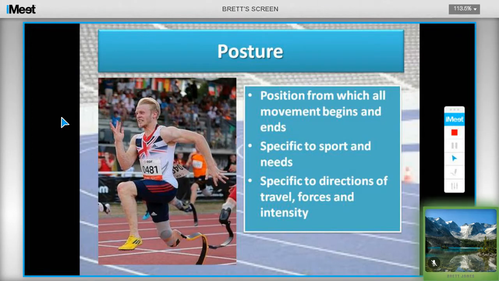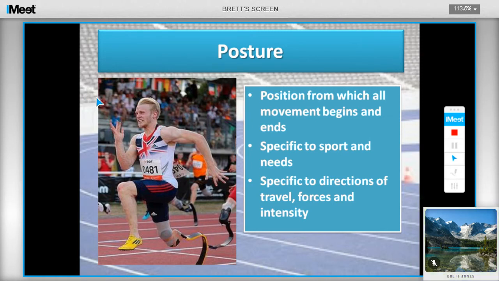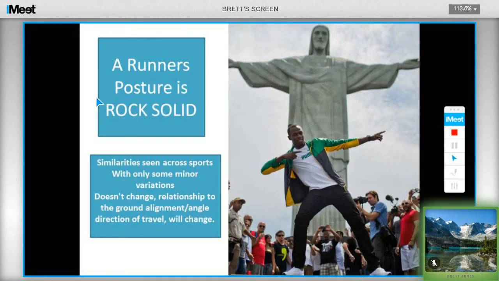So posture for me is the position from which all movement begins and ends. It's quite sport specific, and it's also really specific to, I guess, the direction of travel, the forces that are acting on the body, and the intensity of the effort that's required. So if you're only going for a walk, you don't need as much core strength and trunk posture strength as you would if you were sprinting at 100% effort. So a runner's posture really needs to be rock solid.